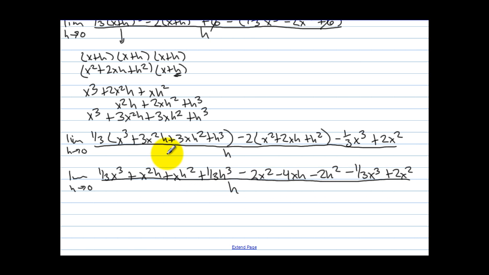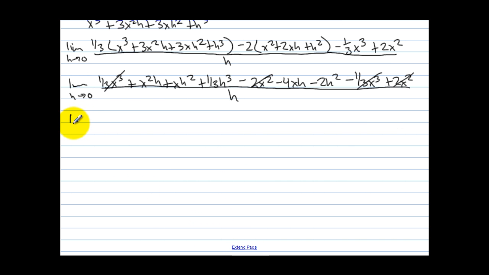Let's see what cancels on the top. We have 1/3 x to the third minus 1/3 x to the third. Somewhere we should have, here it is, minus 2x squared plus 2x squared. Those are going to cancel out, and we can write what remains. So we have the limit as h approaches 0 of x squared h plus xh squared plus 1/3 h to the third minus 4xh minus 2h squared, and that's it. And it's all over h.